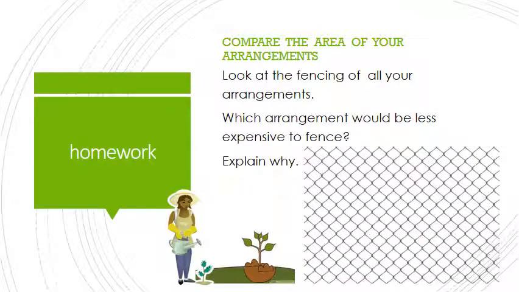When you are done with that, boys and girls, I want you to compare the area of your arrangements. So you will have, I don't know how many arrangements, but when you are done with all the arrangements you have, whether it's 3, 4, or 5 arrangements, I need you to compare the areas of those arrangements. In other words, I want you to look at the fencing of all your arrangements. Remember, the first fence was 26 meters long. Remember, that is not the area, it was the perimeter, so it is not squared. It is just 26 meters long.